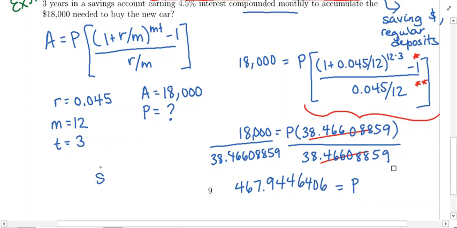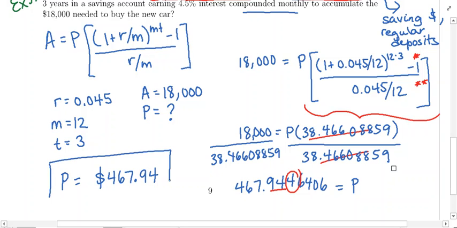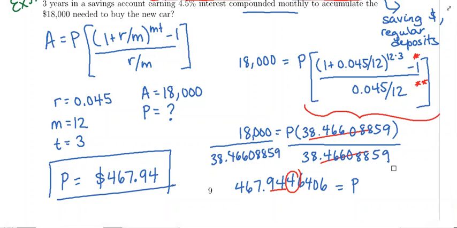All right, so here we go. Okay, the amount that you need to save every month. We've got $467.94. Look after the 4. You have a 4, so you want to keep it the same. So 94 cents. Okay, this is the amount that you need to put into your savings account every month. Okay, and then between those regular monthly deposits and the interest that accrues for the 3-year period, you will earn $18,000 to go buy your new car.